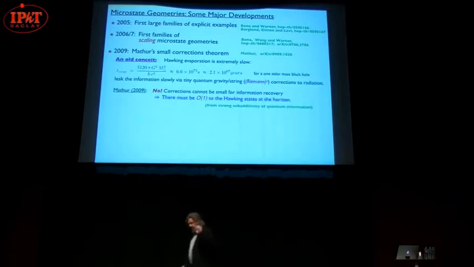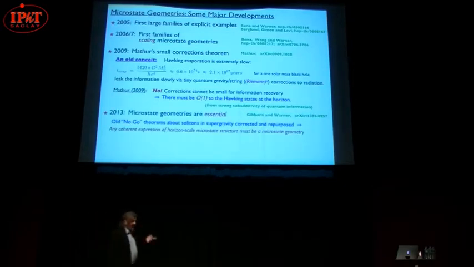Mathur showed in 2009, using strong sub-additivity of quantum information, that to get the information out of a black hole, you have to make an order 1 correction to the Hawking states at the horizon. Physics has to be different at the horizon scale.